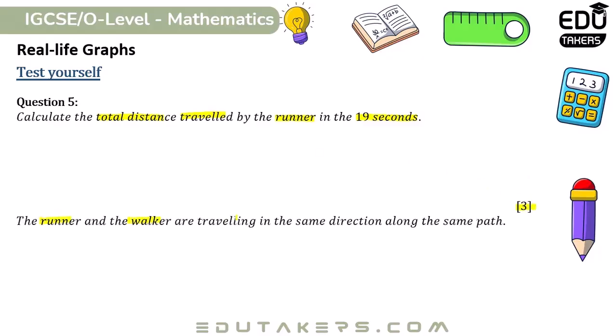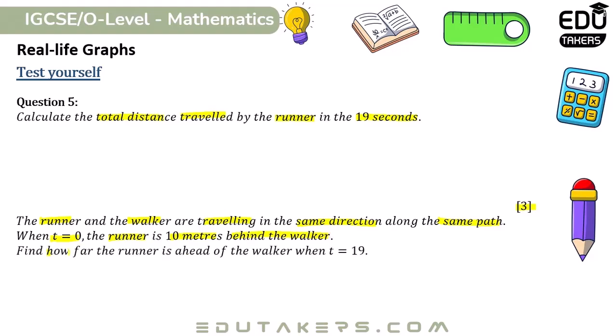The runner and the walker are traveling in the same direction along the same path. When t equals 0, the runner is 10 meters behind the walker. Find how far the runner is ahead of the walker when t equals 19. It's a 3 mark question.